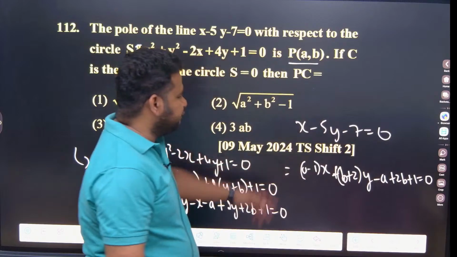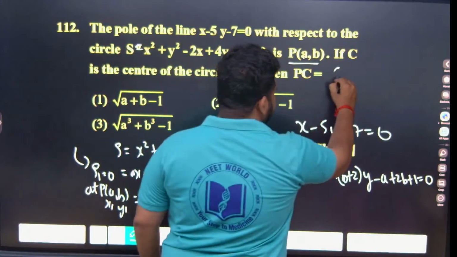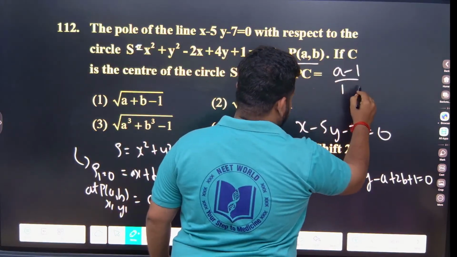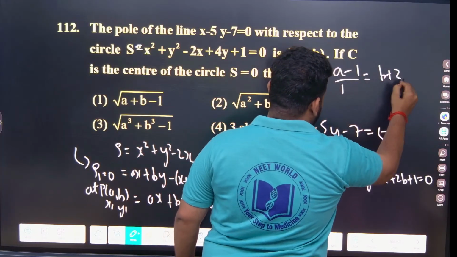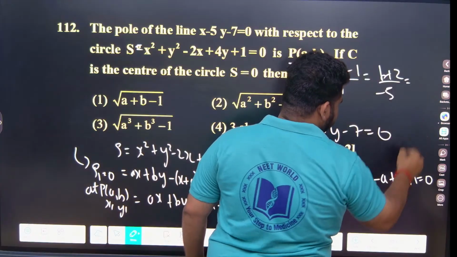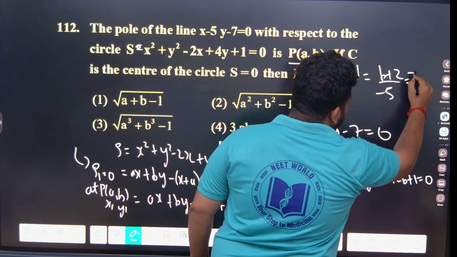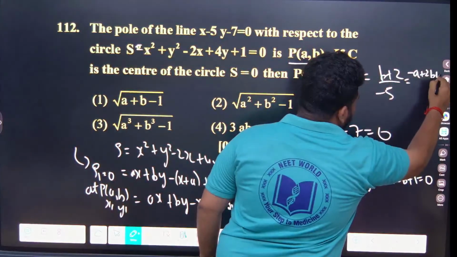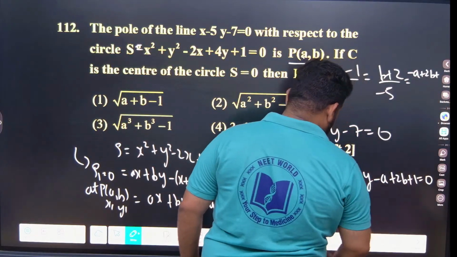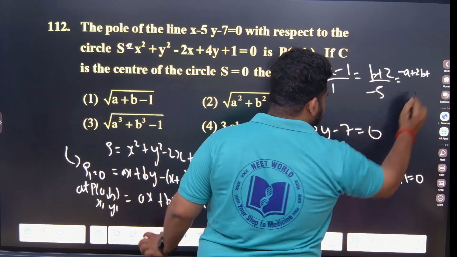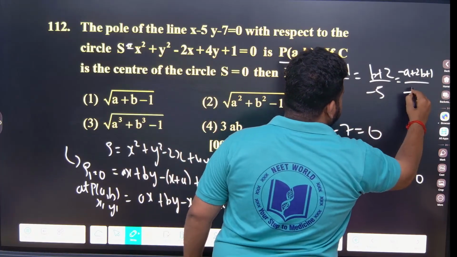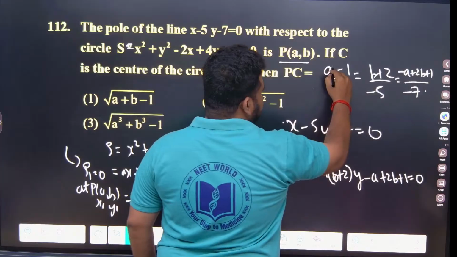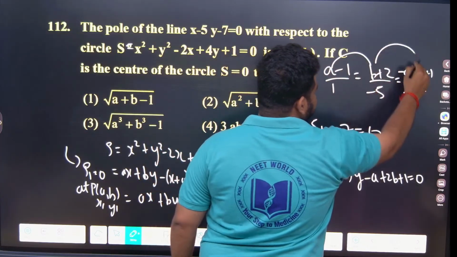Now compare the coefficients. I can write it as (a minus 1) by 1 is equal to (b plus 2) by minus 5 is equal to (minus a plus 2b plus 1) by minus 7. Correct? First let me compare this with this and then this with this.